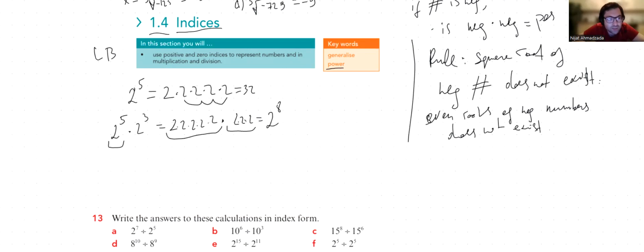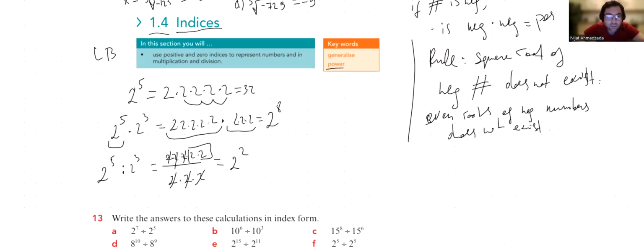Similarly, let's do this. I have 2 to the power of 5 divided by 2 to the power of 3. Let's try to do this. So 2 to the power of 5, I have 5 twos, multiplied by each other. And I have 3 twos that I am dividing by. So 3 of those twos are canceled by the other 3 twos, and I am left with 2 twos. So 2 to the power of 2.